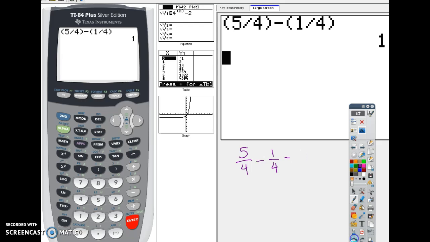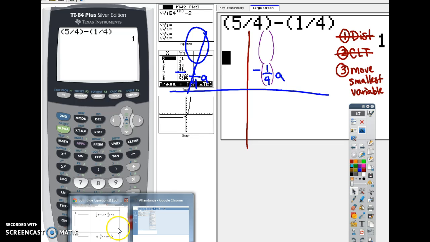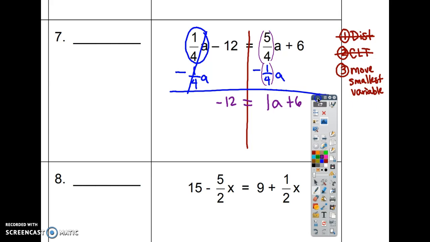So let's go back to the problem. And we're going to say that this gives me 1A. Bring down the plus 6 equals, bring down the negative 12. Now we're going to do step 4, which is see do.